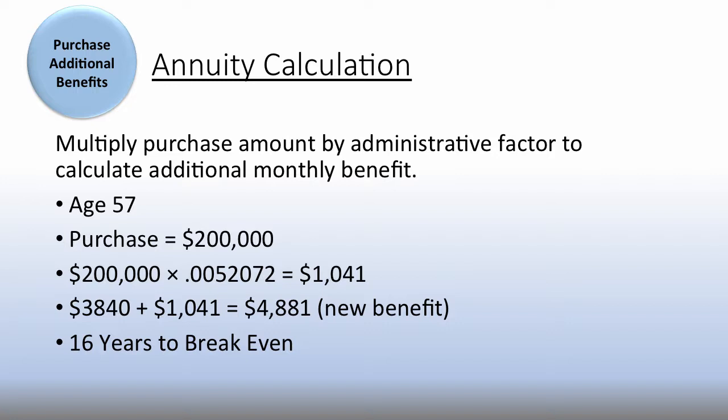So first, the annuity calculation, which is probably the more commonly used tool. The basic math is that you just multiply the amount you want to purchase, whatever that account balance is you want to use, by a factor, which again is one of these tables which says purchasing service credit or annuity. You'll have to find the appropriate factor on this table.